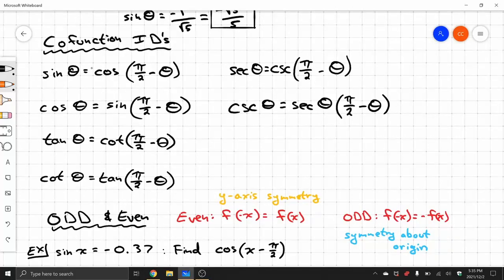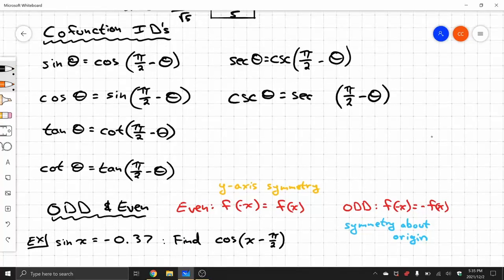Okay, so here's what all of our cofunction IDs look like. Sine of theta is equal to cosine of pi over 2 minus theta. Cosine theta is equal to sine of pi over 2 minus theta. So these two go together. My secant goes to my cosecant because it's the cofunction ID. So secant theta is equal to the cosecant of pi over 2 minus theta, and cosecant theta is equal to secant of pi over 2 minus theta, okay? And same with tangent and cotangent.